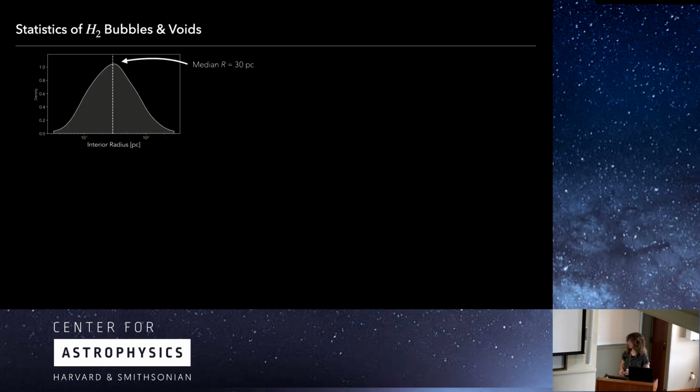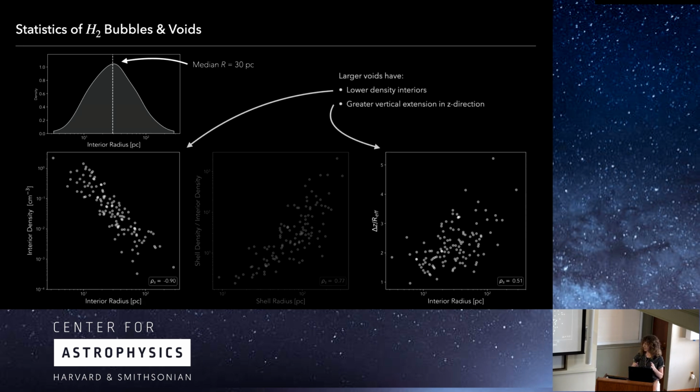Finally, we can consider things like the statistics of our two-dimensional void candidate feedback-driven bubble population. We have a typical bubble size of about 30 parsecs in radius. There's a variety of scaling relations between void properties. Most notably, I'll just highlight the one on the right here. Larger voids tend to be preferentially extended vertically in the z direction out of the disk.